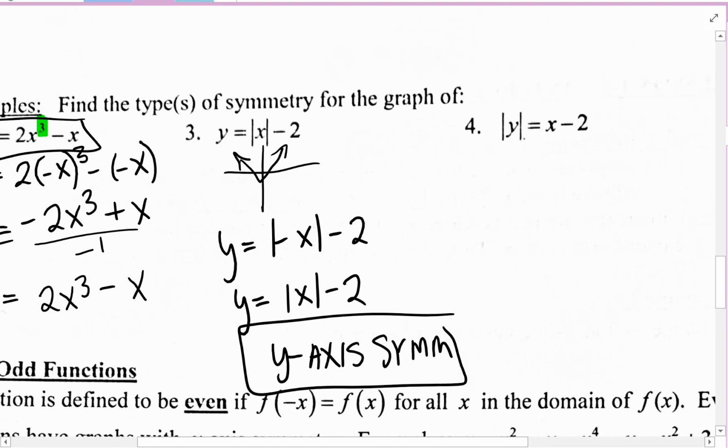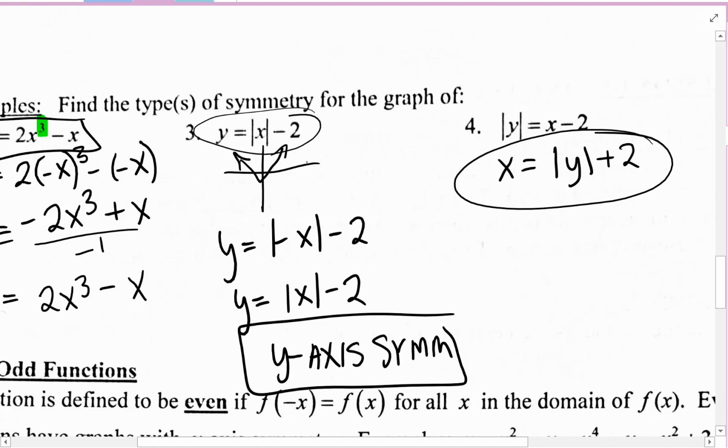Absolute value y is equal to x. Absolute value y. In fact, if I solved for x, just out of curiosity, if I added 2 on both sides, x is equal to absolute value y plus 2. That is very similar to what we have here, except the x's and y's were switched.